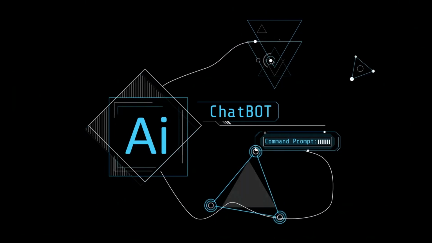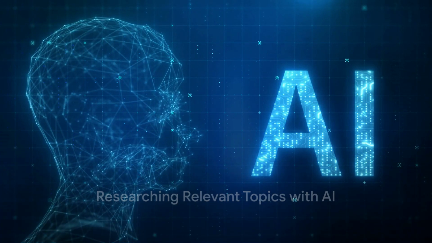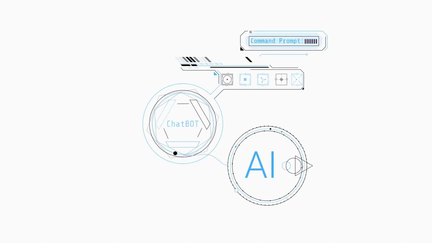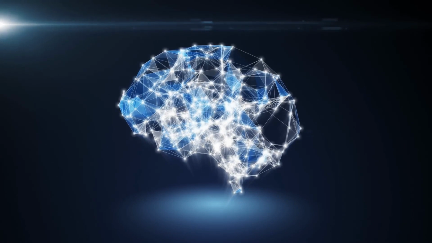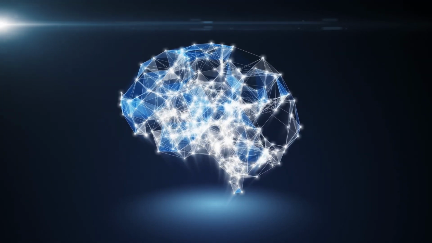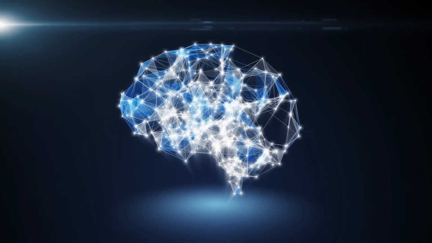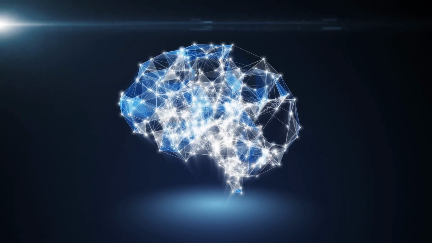Let's begin. First step in leveraging AI for your YouTube channel is to research relevant topics. Artificial intelligence can be your secret tool for this. By analyzing data, AI can uncover current trends and audience interests. These insights can be a goldmine for content creators. Imagine being able to pinpoint precisely what your audience wants to watch. AI dives deep into the vast ocean of data, fetching out information that might otherwise go unnoticed.